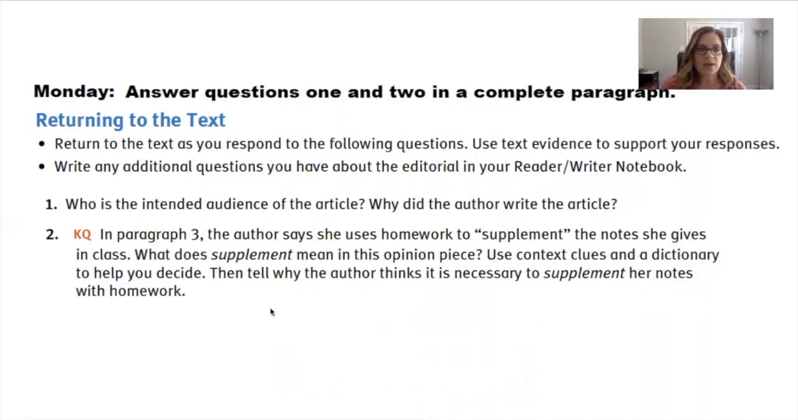And question 2, in paragraph 3, the author says she uses homework to supplement the notes she gives in class. What does supplement mean in this opinion piece? Use context clues and a dictionary to help you decide. Then tell why the author thinks it is necessary to supplement her notes with homework. So let's look at an answer for question 1.